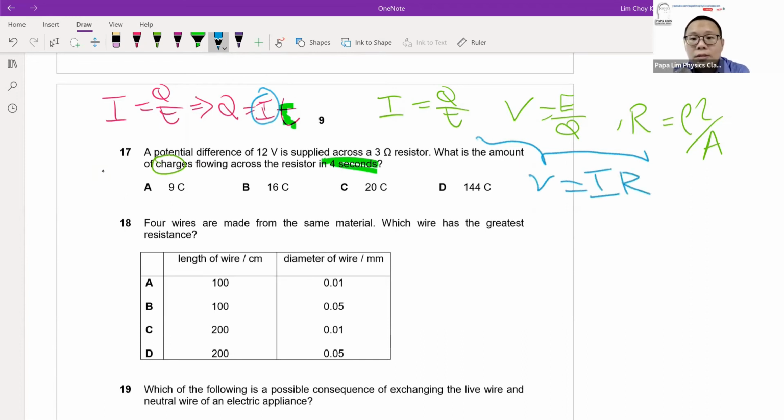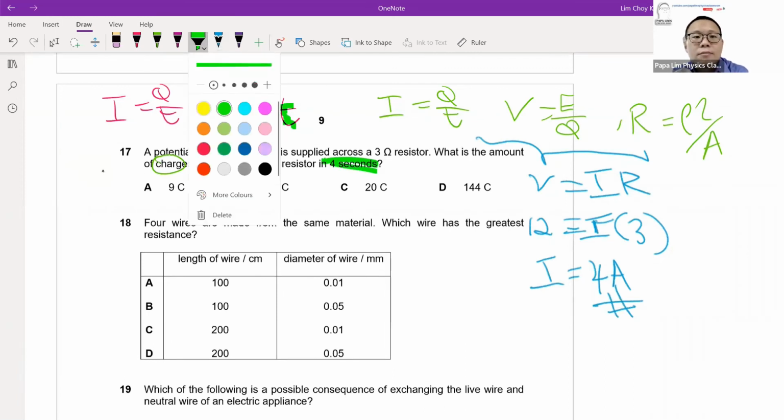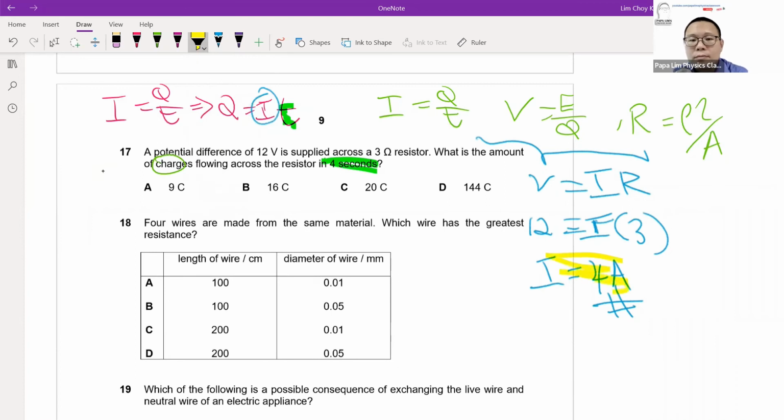You know the resistance is 3 ohm, and you know that the potential difference is 12 volts. So you use V equal to IR, and you'll be able to calculate the current is actually 4 amp, 12 divided by 3. Once you have the current, which is 4 amp, you substitute back into the equation. So it will be 4, which is the current, multiplied by the time taken, which is 4. 4 times 4 gives you 16. So we have 16 coulomb.